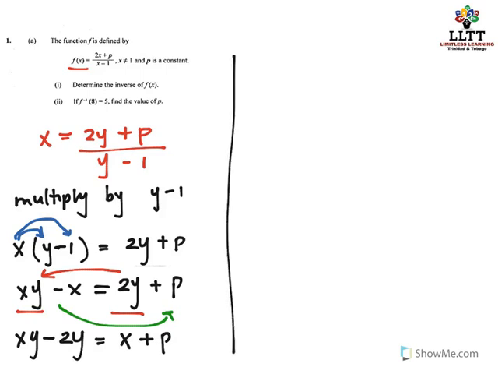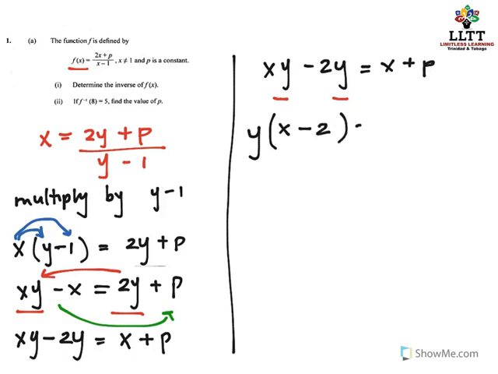Okay, so now we have all our terms including y on the left-hand side and everything else on the right-hand side. But we need to have y only. Let me just rewrite what we have. So y is common to both our first and second terms. So we're going to pull y out of each term, and what we're going to be left with the first term is going to be x, and what's going to be left with the second term is going to be minus 2, and this is equal to x plus p.